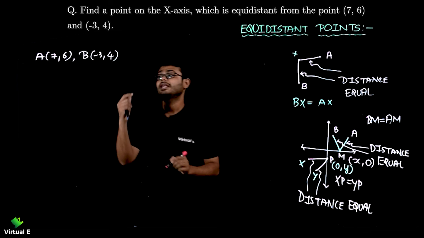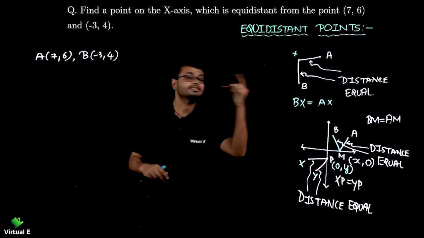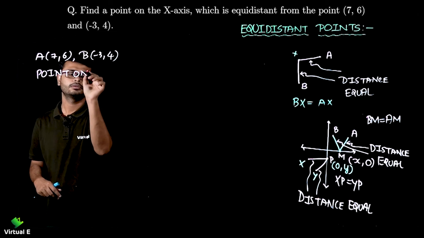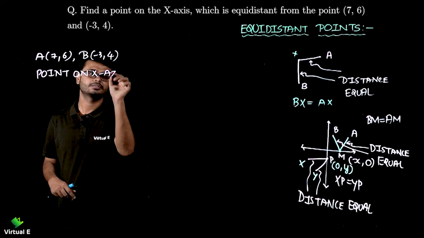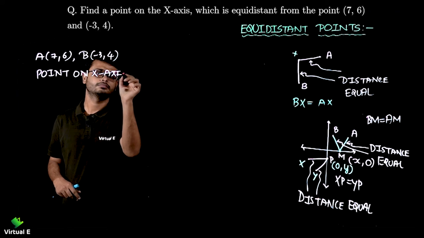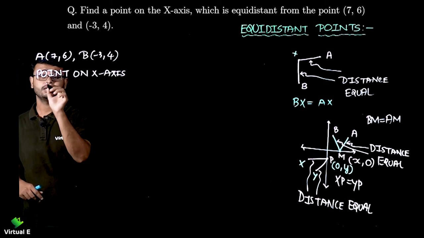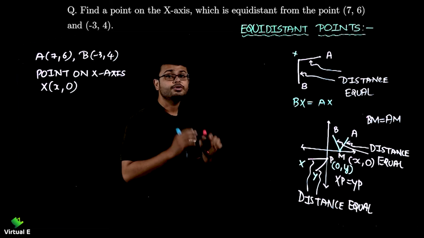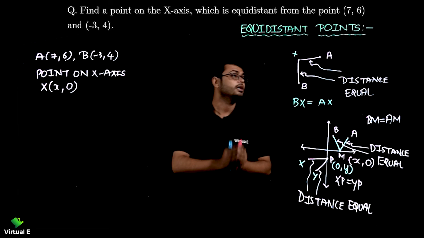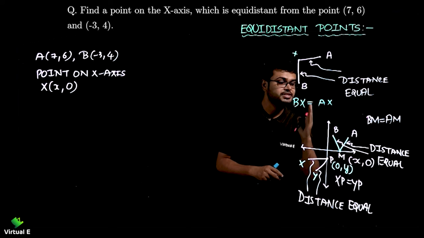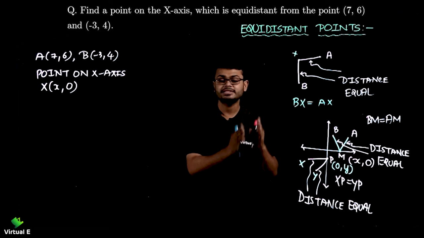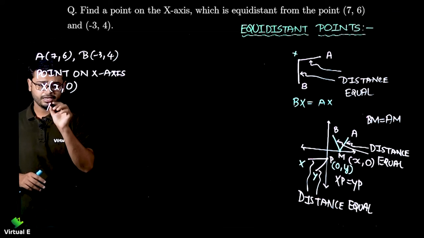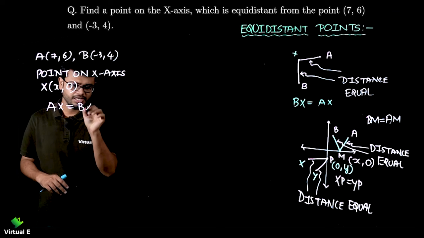Simple. Now let me take that point on x-axis. Let's take the point on x-axis as x. So that will be x comma 0. Now we need to use the condition for equidistant. Equidistant condition is bx is equal to ax, or you can also write ax is equal to bx. Both are correct. Let's write this one only. Ax is equal to bx.